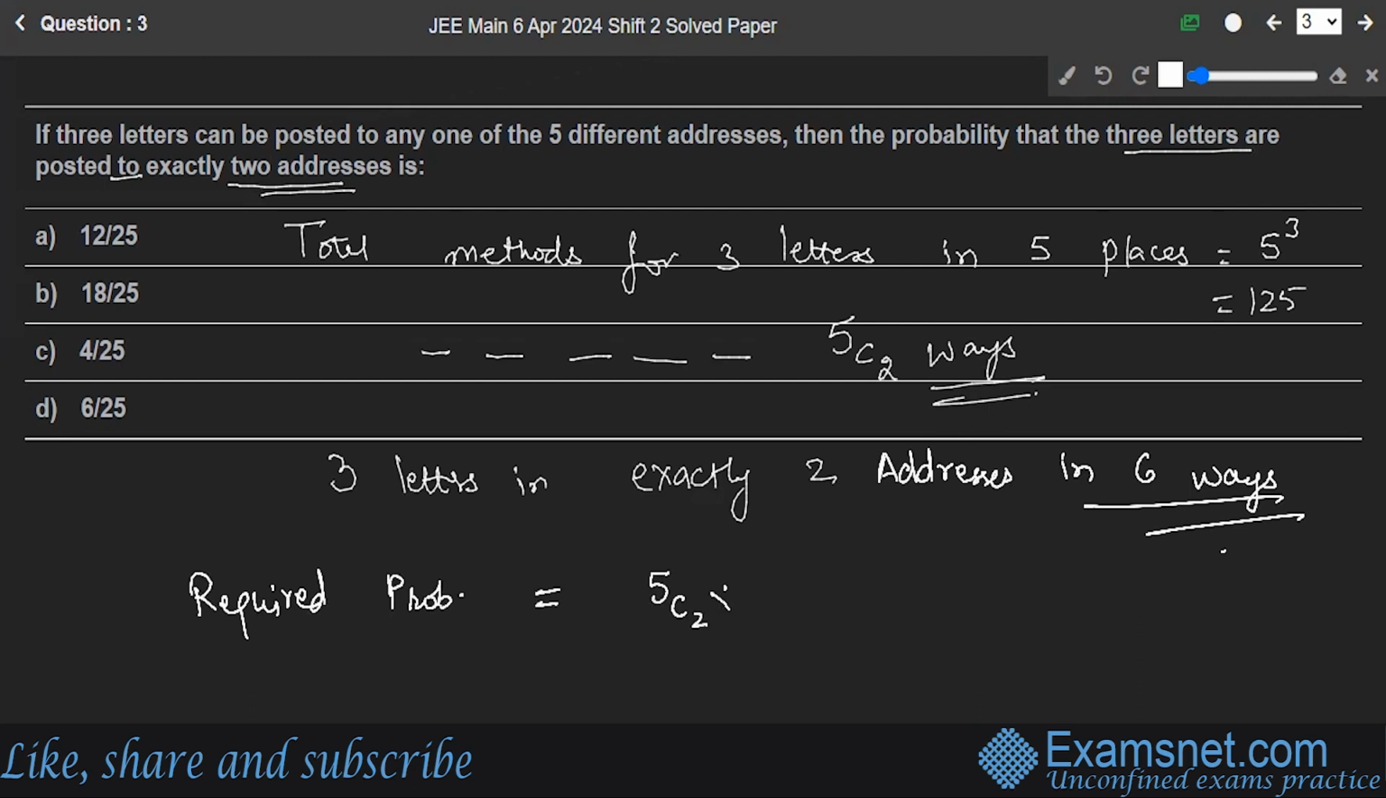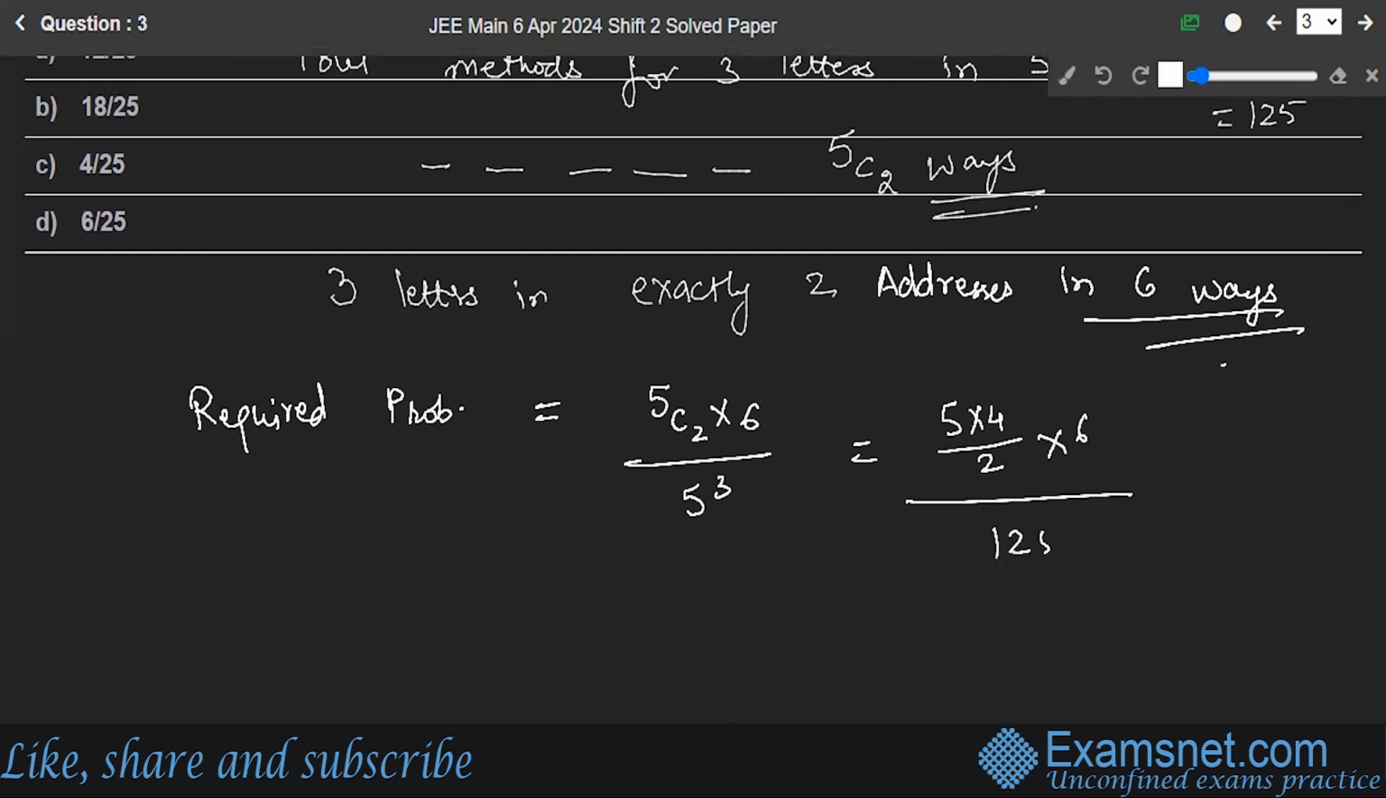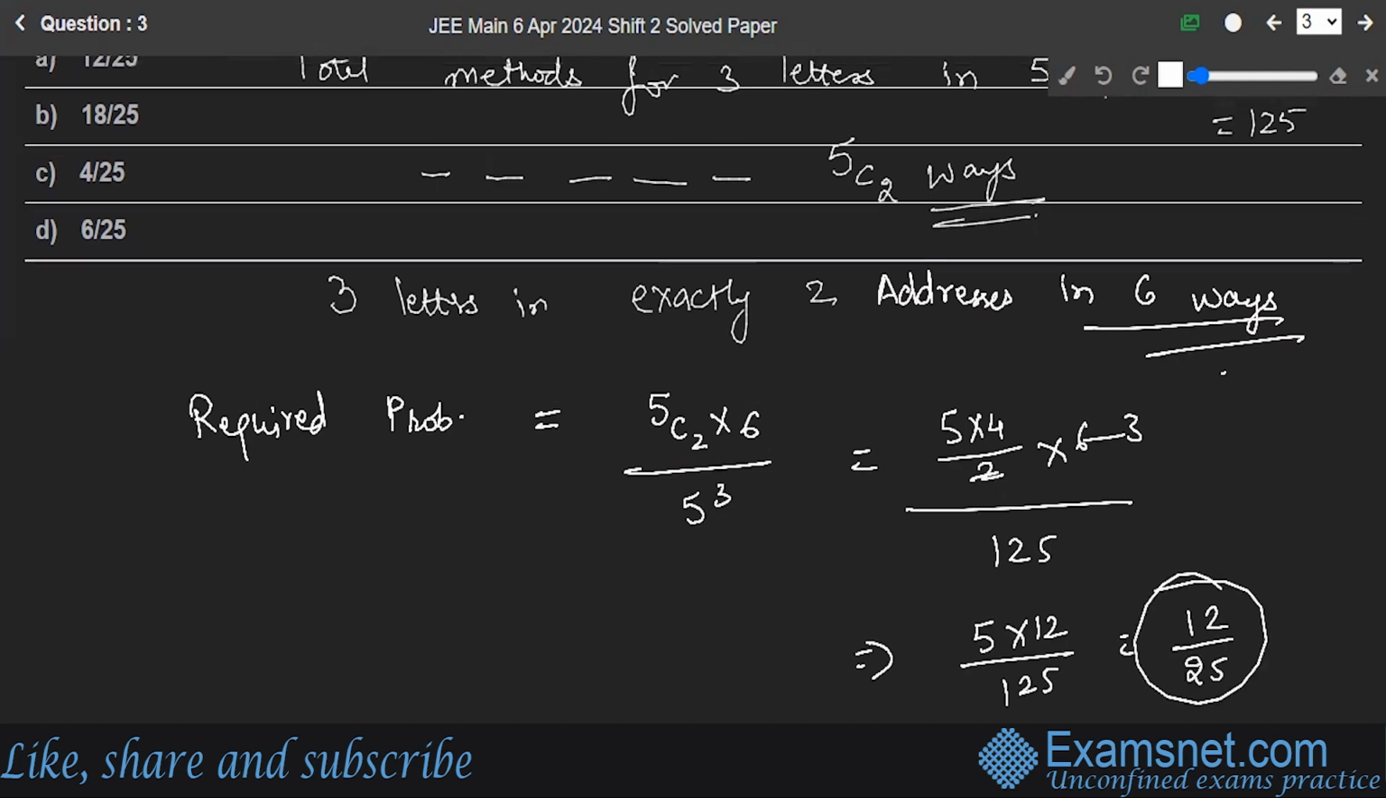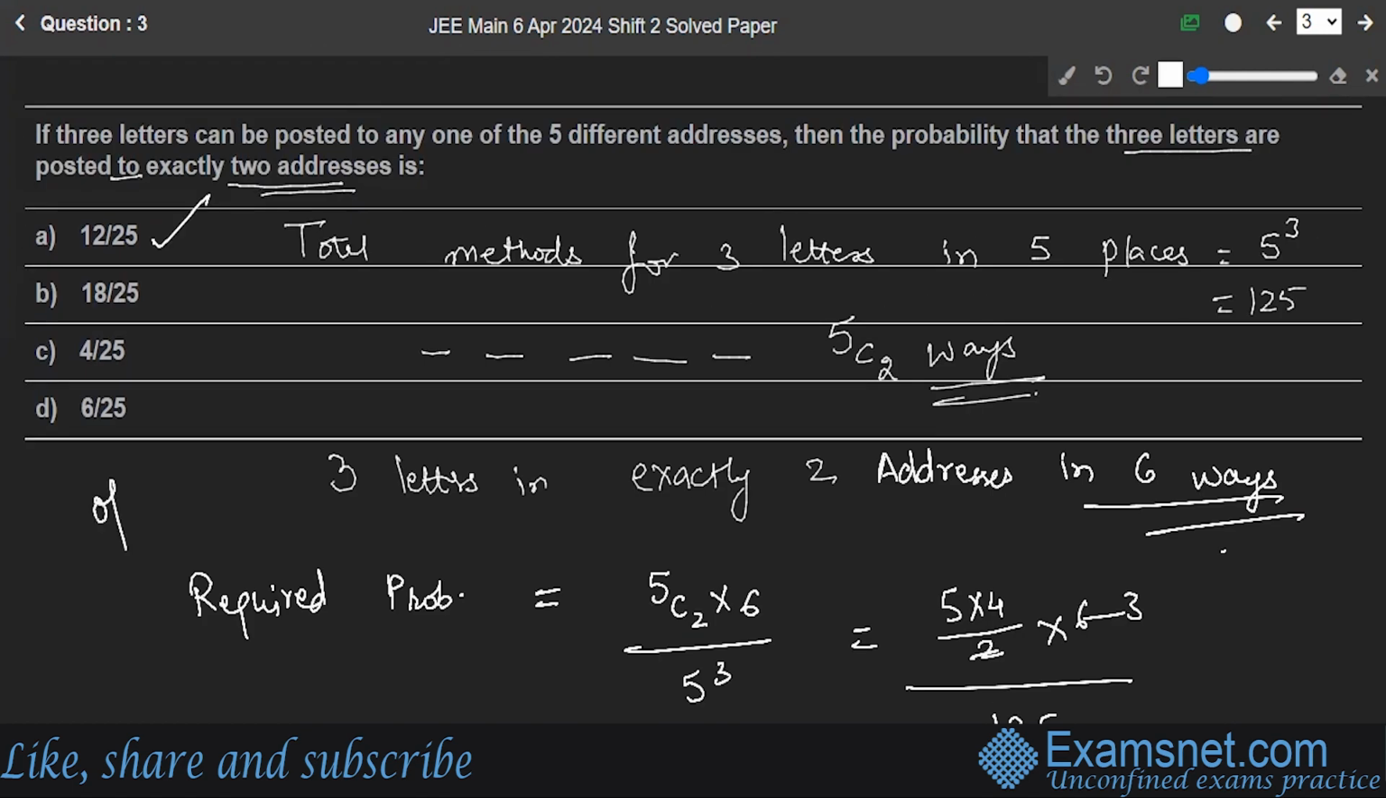becomes 5C2 into 6 upon 5 power 3, which is 125. 5C2 gives me 5 factorial, 5 into 4 upon 2, into 6, and this is divided by 125. So this cancels with 3, and you have 5 into 12 upon 125, which gives me 12 upon 25. So this is the right answer to the question, 12 upon 25, option A. Hope you got that. Let's move to the next question.